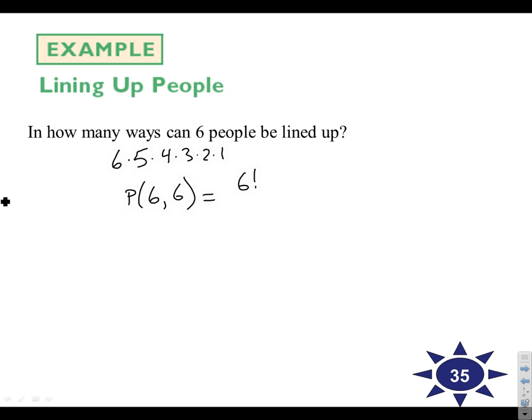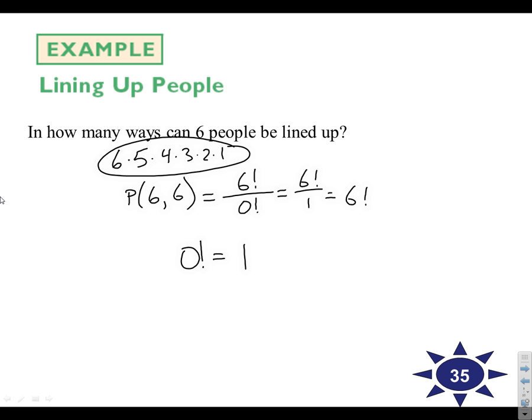Formulaically, 6 factorial over, what's 6 minus 6? 0. And so here's something we need to know. 0 factorial by definition is 1. So this would be 6 factorial over 1, which is 6 factorial, which is exactly what we're saying right here. All right, try problem 35.